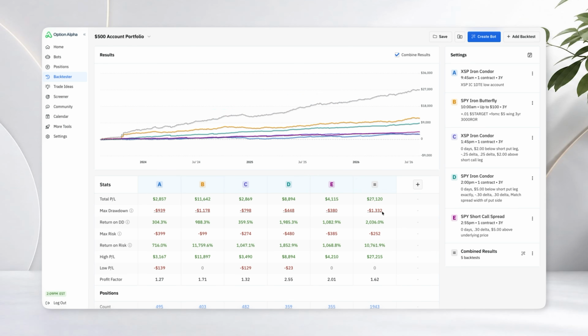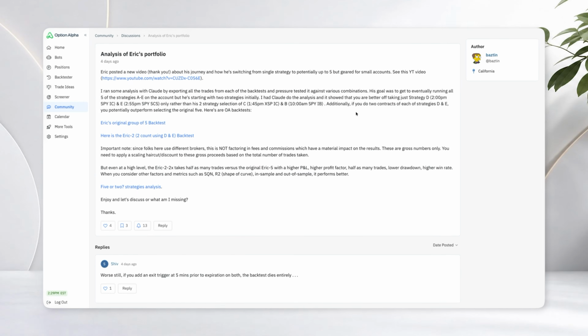In the last portfolio video, I showed the first version of the system I was building towards. But after doing more testing, reviewing actual strategies, and getting some really helpful feedback from the Option Alpha community, I decided to revise the portfolio.